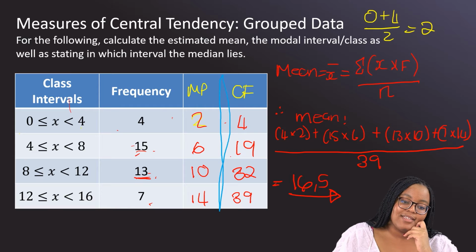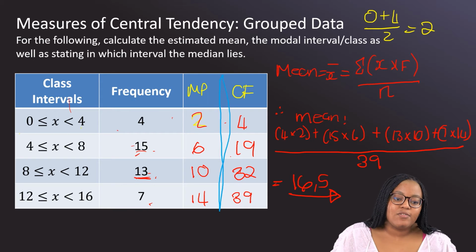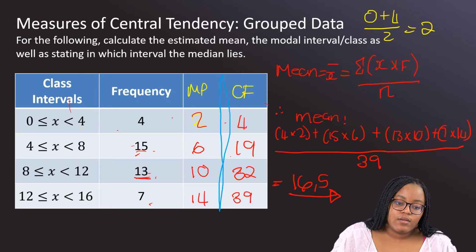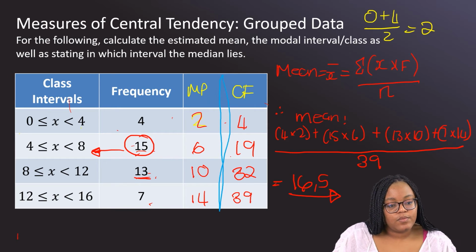So looking at this table, where we have class intervals with the frequencies of 4, 15, 13, and 7, the class interval with the highest frequency, that is 15, is going to be our modal class. So that is going to be the modal class, the class between 4 and 8.